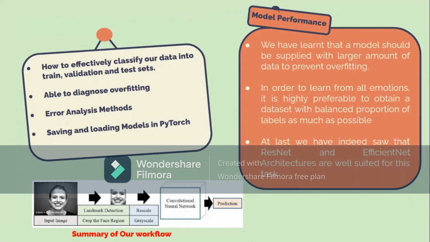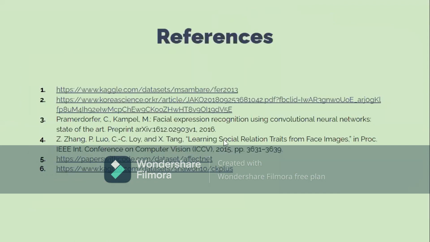And then by performing the confusion matrix, we have realized that we need a balanced data set in order to have the highest accuracy, because it turned out that the most misclassified image is the label which has the least number of training examples, as you can see from our confusion matrix. So in order to learn from all emotions, it's highly preferable for the data set to be as balanced as possible. We have also indeed seen that ResNet 50 and EfficientNet are well suited for this task.